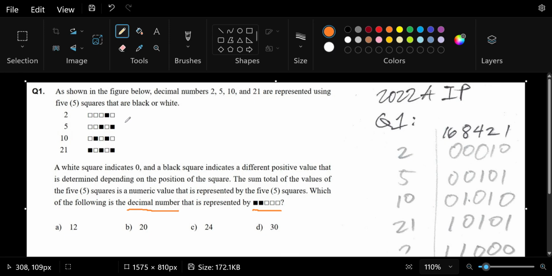This one we have 2, 5, 10, and 21 as examples of sets of sequences of squares. The other thing that the question is telling us is that each square could either be black or white, which reminds us of a binary system where you've got ones and zeros. Now, a binary system, if you think about ones and zeros, you begin to question how do you get 5 from ones and zeros, right?